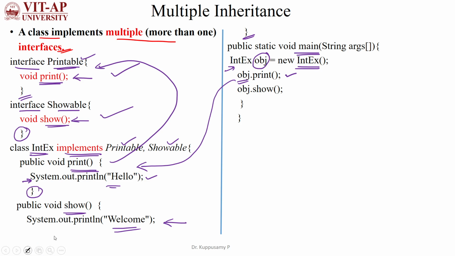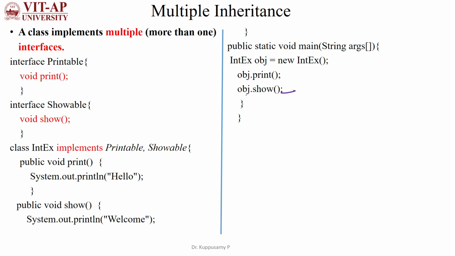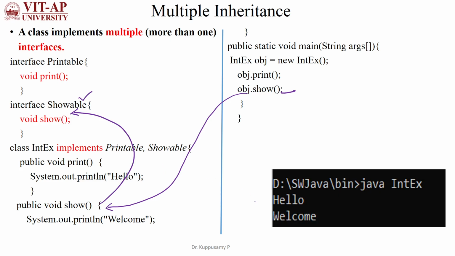Like that, when you invoke the show method, control passes to the class which has the show method. Once it is executing, at that time the show method available in the interface will be overridden. So now we will get the output of these two statements one by one.